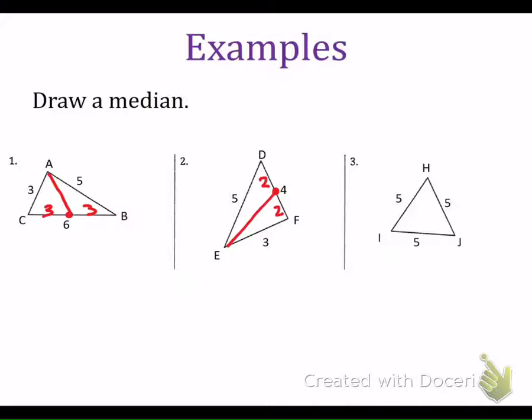All right, the next one, it kind of takes that option away. They're all 5. So what's half of 5? So we have 2.5 and 2.5, and I am going to connect them.